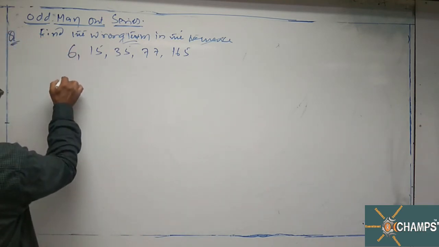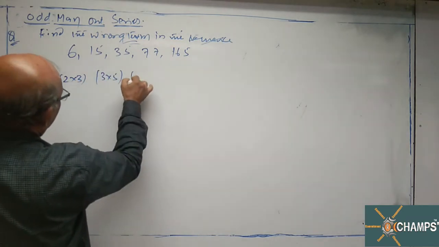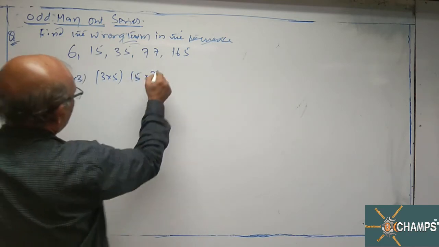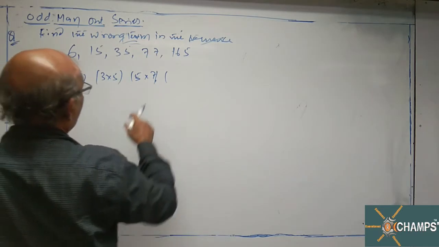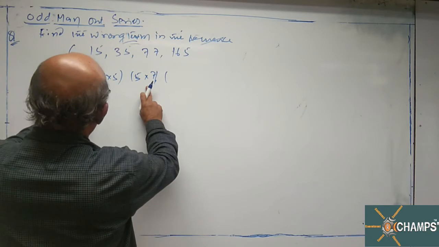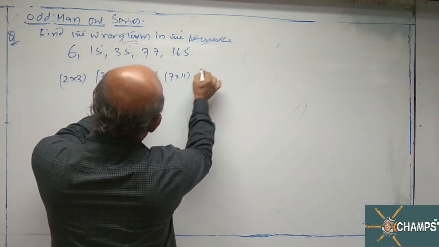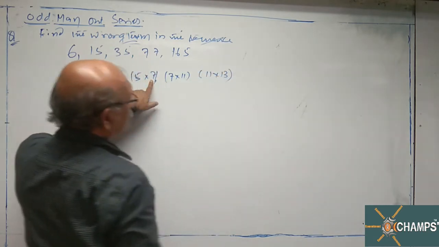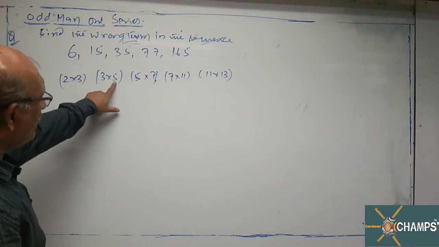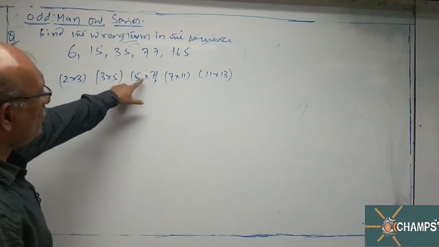So this 6 can be written as 2 into 3, sir. This is 3 into 5, 5 into 7, then it should be 7 into 11, then 11 into 13. Look at this, 2 is a prime number, 3 is a prime number, 3 is a prime number, 5 is a prime number, 5 is a prime number, 7 is a prime number. Up to this it followed.